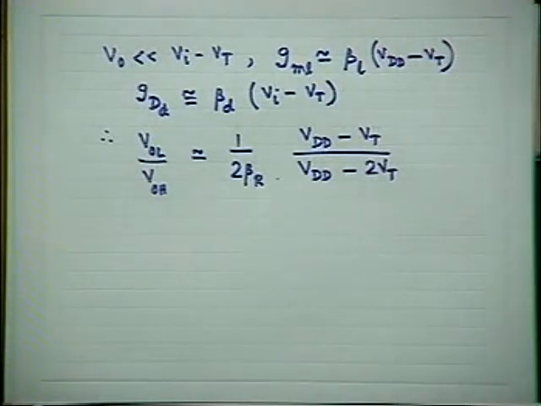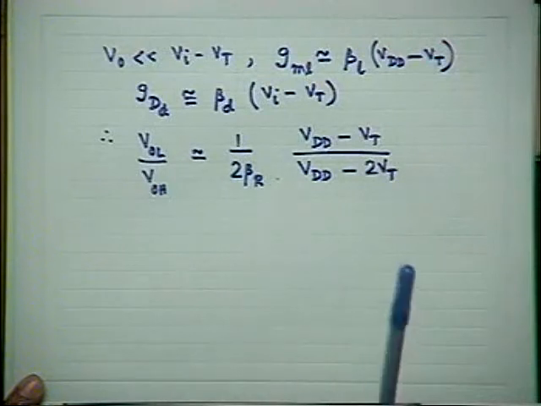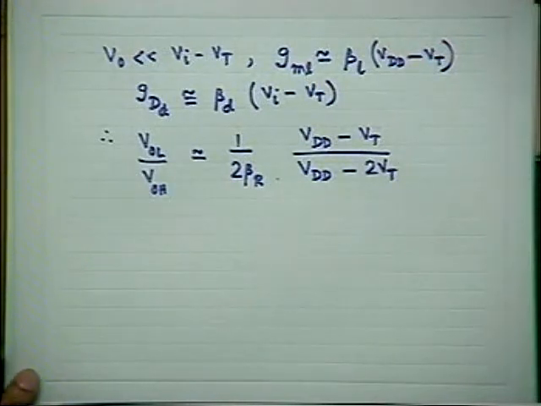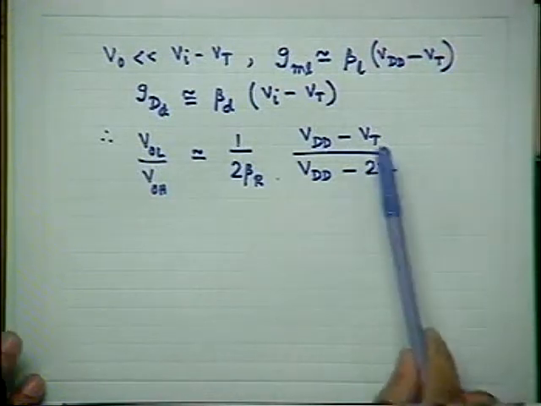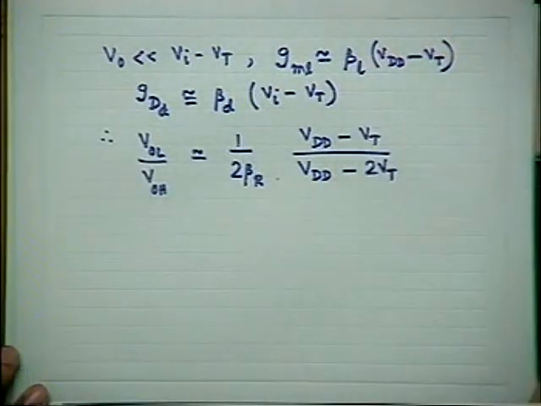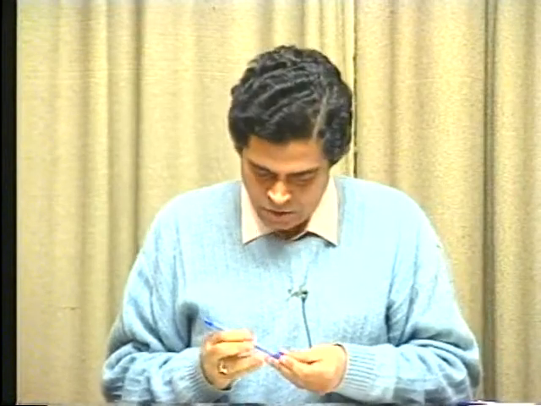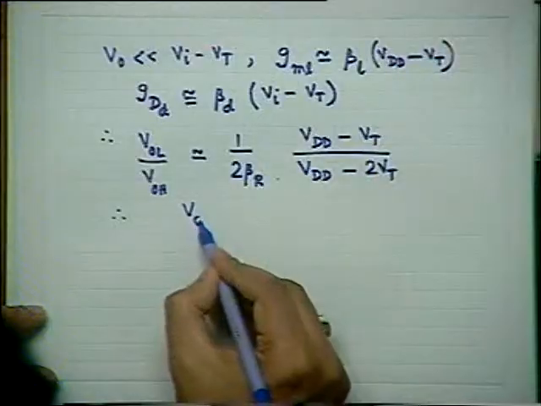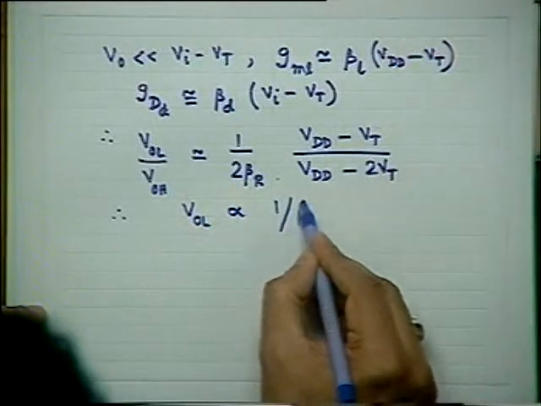VOH is known once VDD and VT are chosen: it is VDD minus VT. But VOL can be minimized simply, you see, by increasing again the beta ratio. And that is expected. If you have a high beta ratio, the VOL will be less. This is a very simple expression for VOL. One can compute VOL very easily using this expression, which is more or less valid under practical considerations. So you note therefore that VOL is proportional to 1 upon beta R.